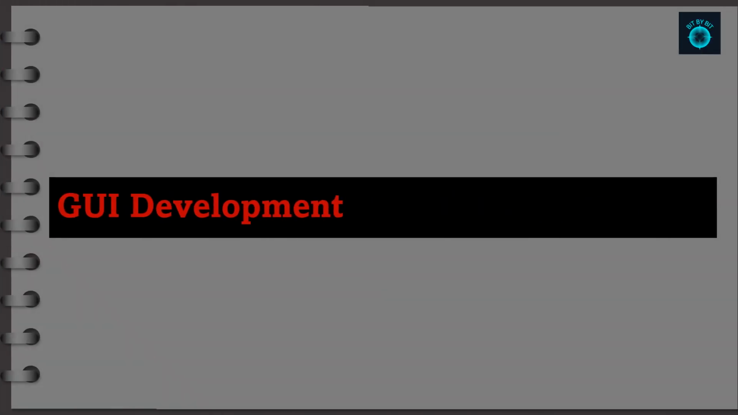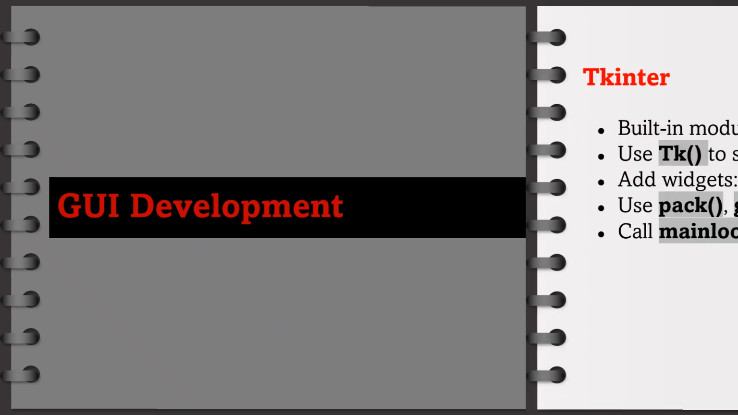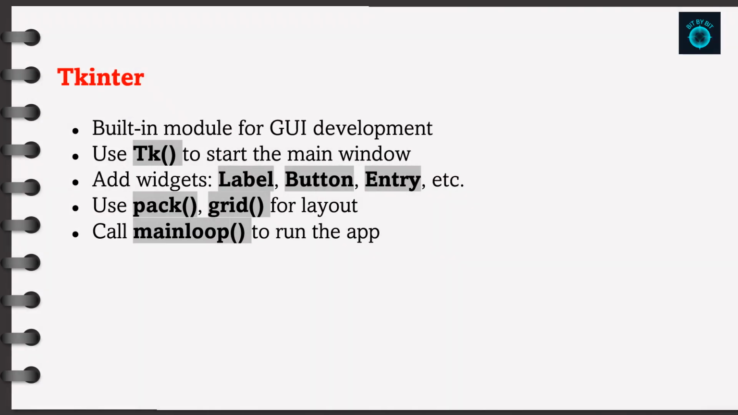GUI development. Tkinter. In this page, we'll introduce Tkinter, the standard GUI, or graphical user interface, toolkit included with Python. Tkinter allows you to create graphical user interfaces like windows, buttons, text boxes, and more using simple Python code.